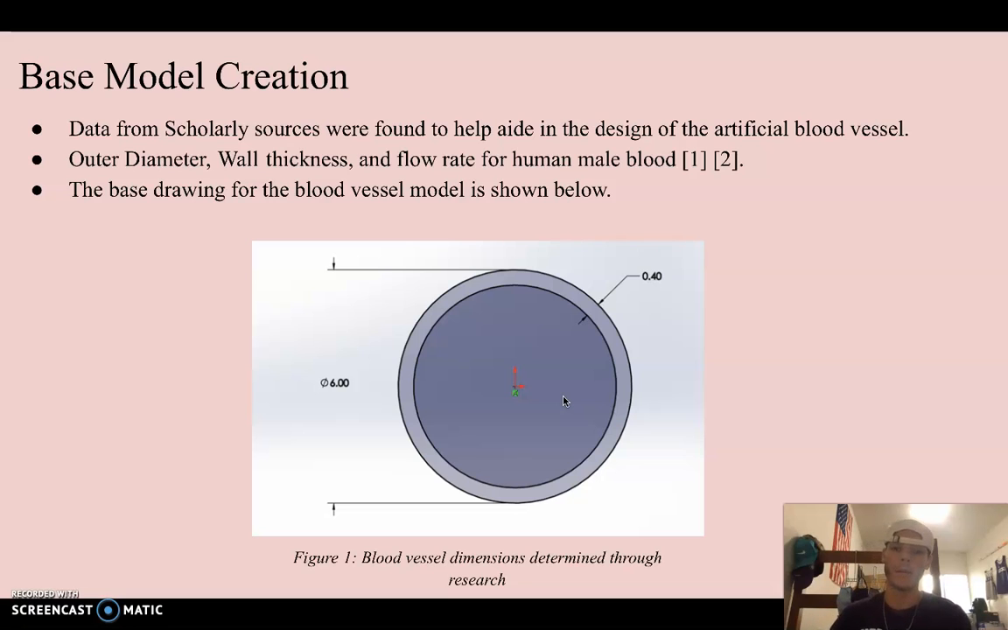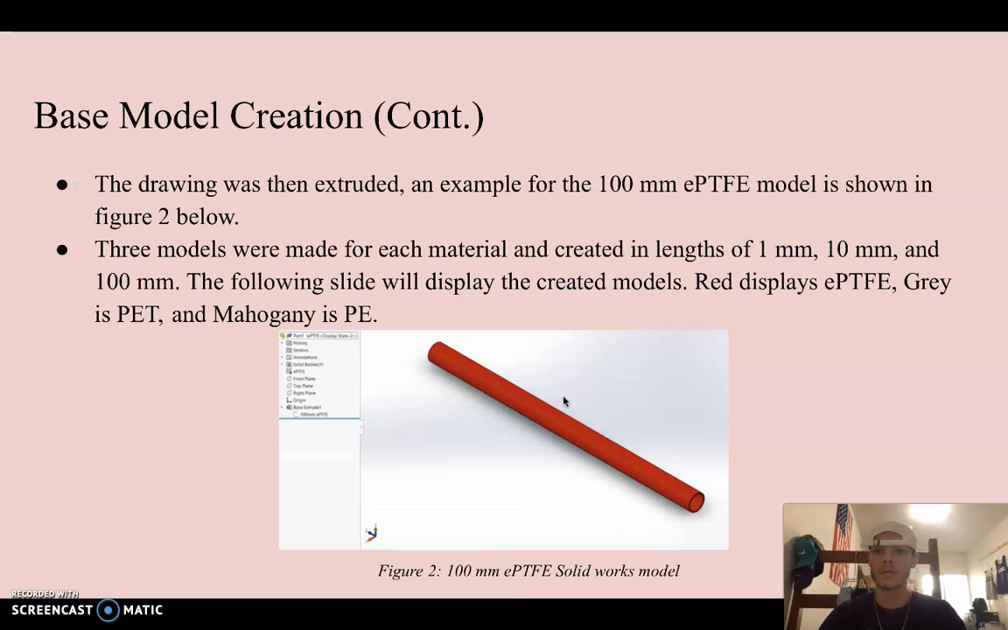We have an outer diameter of 6 millimeters and a wall thickness of 0.4 millimeters. And since this is 6 millimeters, it classifies as a small vessel diameter. So here is the base model creation in SOLIDWORKS. The drawing was extruded, and the example given below in figure 2 is for the 100 millimeter ePTFE model.